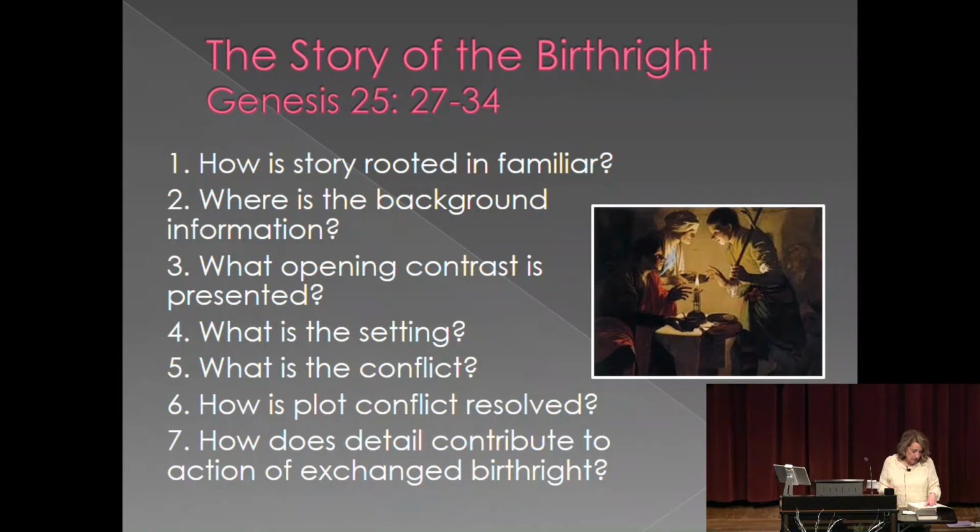Shows the different boys' priorities. What descriptions do we see in here? What color is the stew? Red. What does Edom mean? Red. Isn't that interesting? What other details do we see?